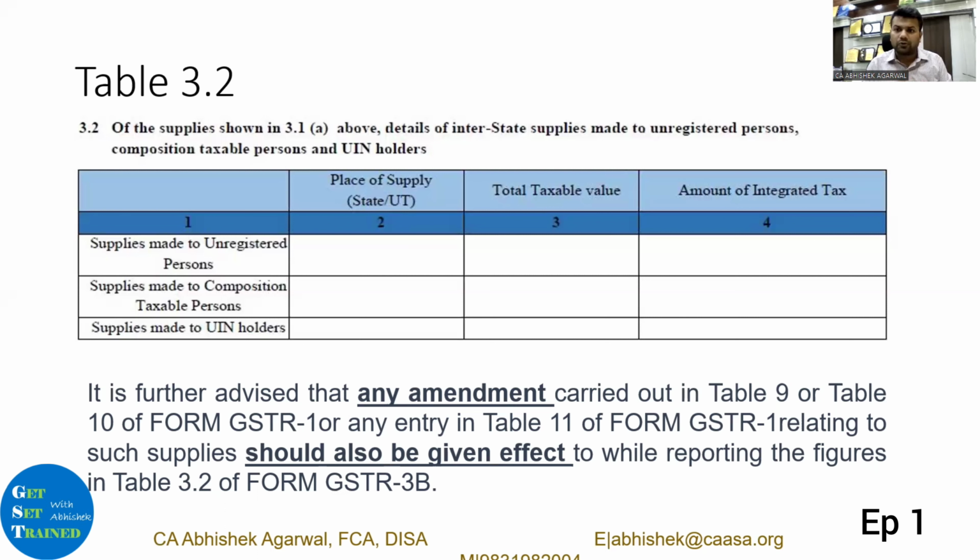This is important because the states have their own piece of the cake in the funds, so reporting POS-wise is very important. What they have mentioned in the circular is that any amendment with respect to all this disclosure shall also be given effect in table 3.2 of GSTR 3B. So these were the changes with respect to outward liability disclosure in GSTR 3B.